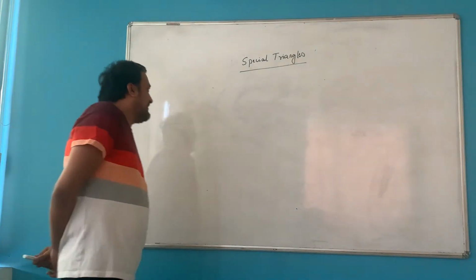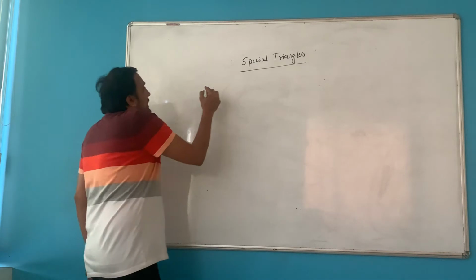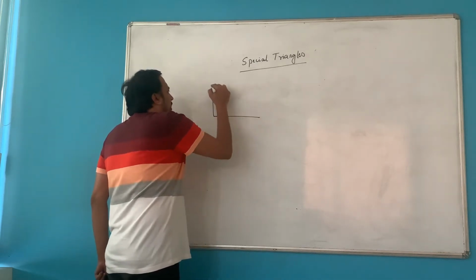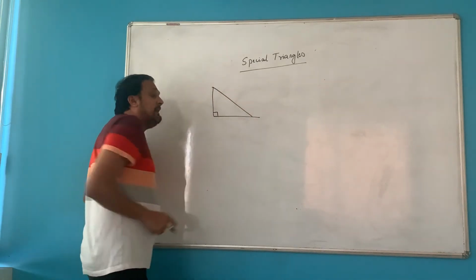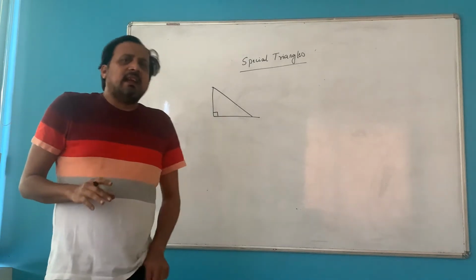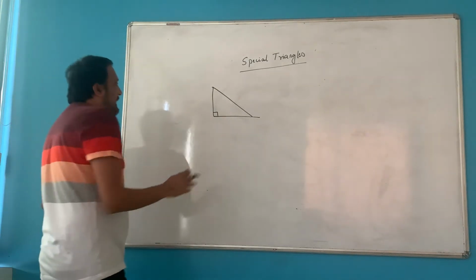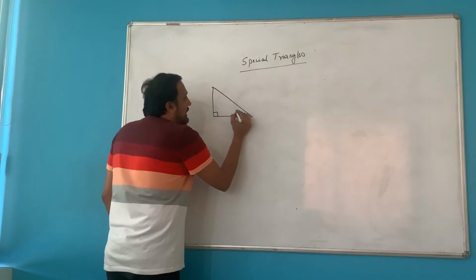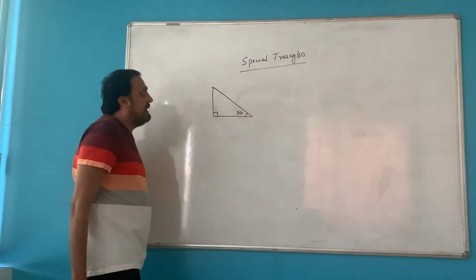Let's look at special triangles. For the time being, we are looking at only right angle triangles or variants of right angle triangles. One which we'll look at here will be a 30, 60, 90 triangle.